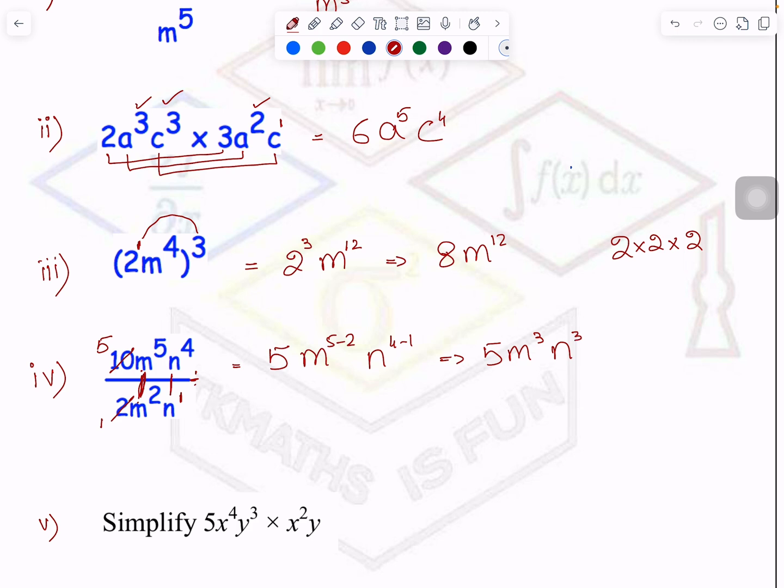Okay. And if you want to, I mean this is perfect form, but if somebody writes it like this, mn power 3, then it is also right, because we have seen when bases are different and power is same, it can be written like this.